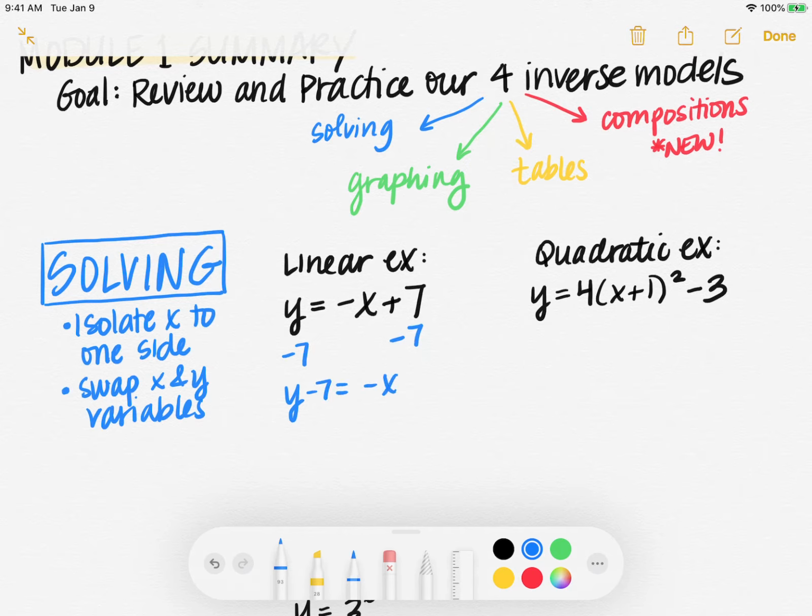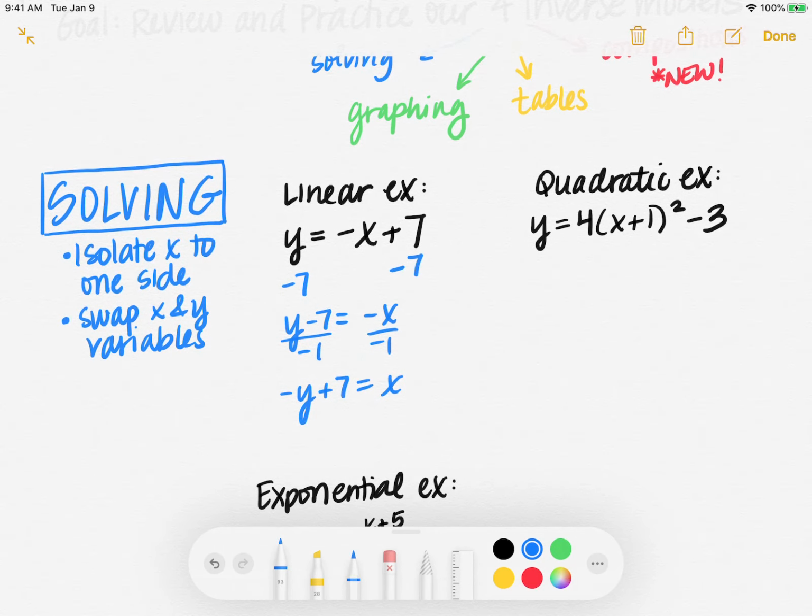And then what do we do with that negative? I am going to divide both sides by -1, making sure I'm dividing the entire side by -1, not just the y or just the -7. And that actually divides each term individually by -1, making this a -y plus 7 equals x.